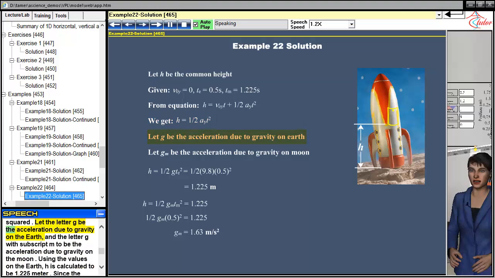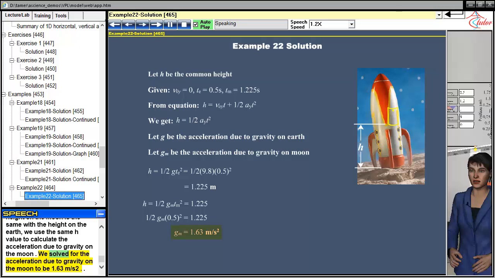Let the letter g be the acceleration due to gravity on the Earth, and the letter g with subscript m be the acceleration due to gravity on the Moon. Using the values on the Earth, h is calculated to be 1.225 meters. Since the height on the Moon is the same as the height on the Earth, we use the same h value to calculate the acceleration due to gravity on the Moon. We solved for the acceleration due to gravity on the Moon to be 1.63 meters per second squared.